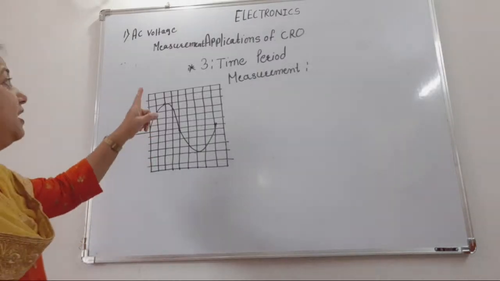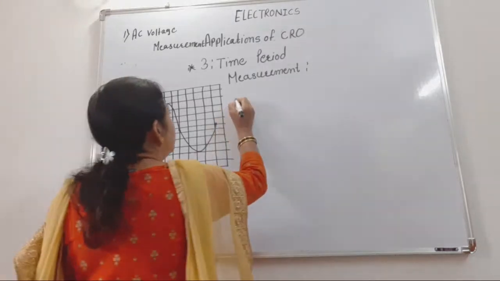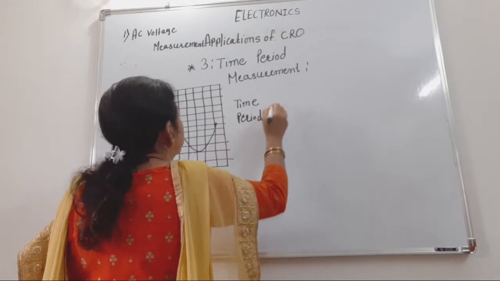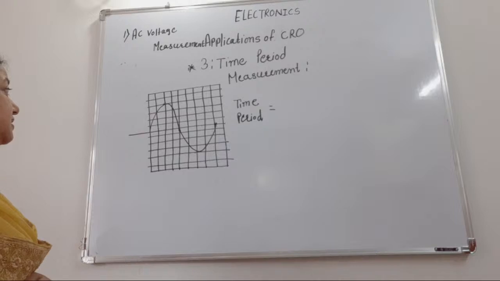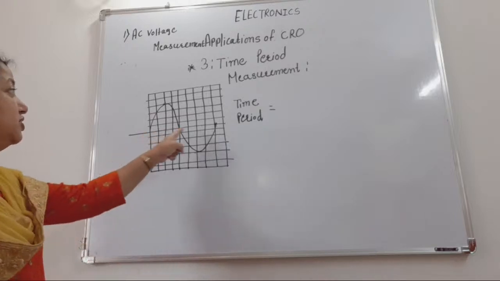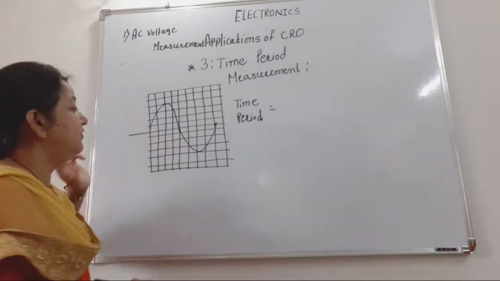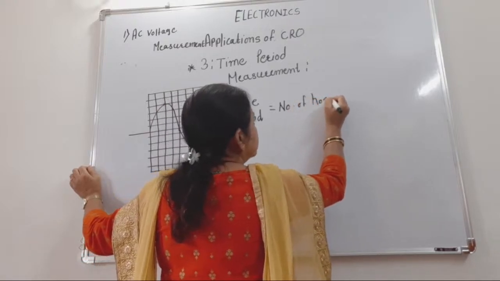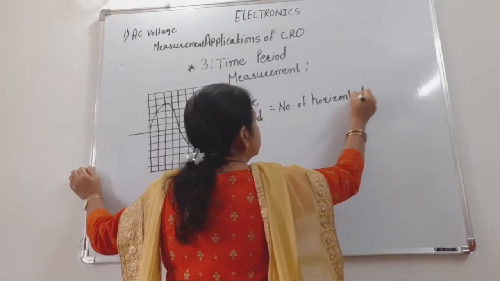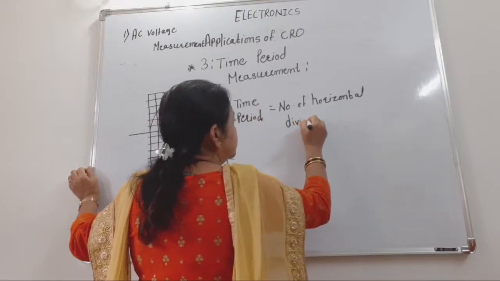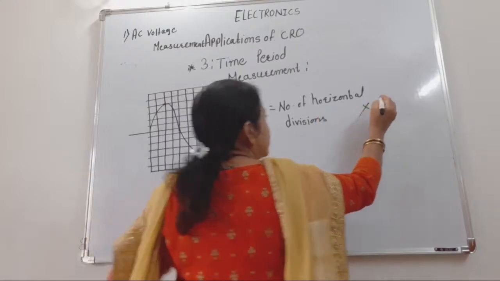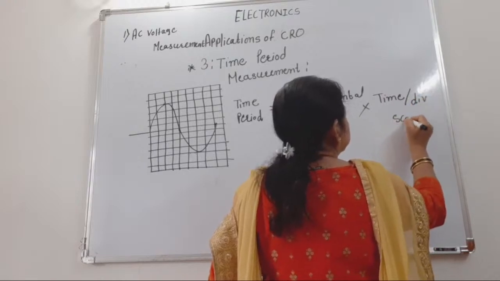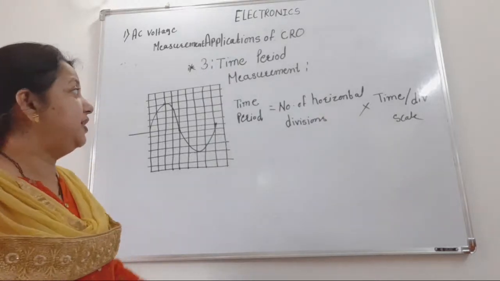Now for time period measurement, the formula for time period is: time period is equal to the number of horizontal divisions multiplied by the time per division scale.